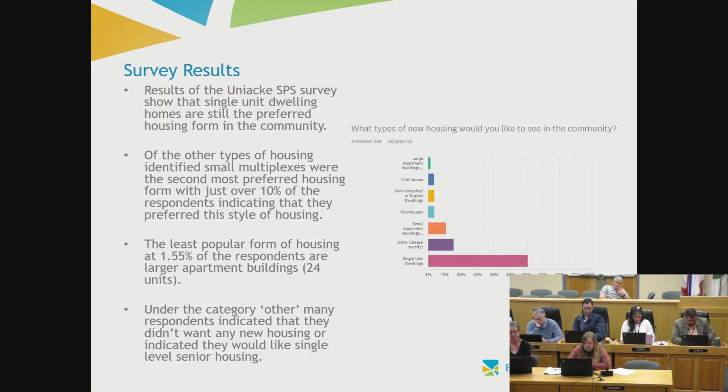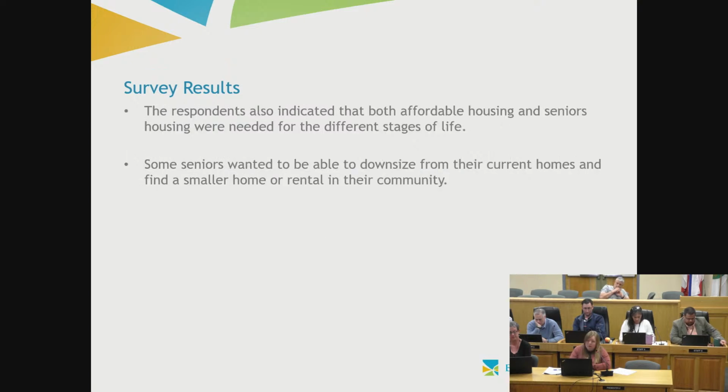Under the category Other, many respondents indicated that they didn't want any new housing or that they would like single-level senior housing. The respondents also indicated that both affordable housing and seniors housing were needed for different stages of life, and some seniors wanted to be able to downsize from their current homes and find a smaller home or rental in their community.